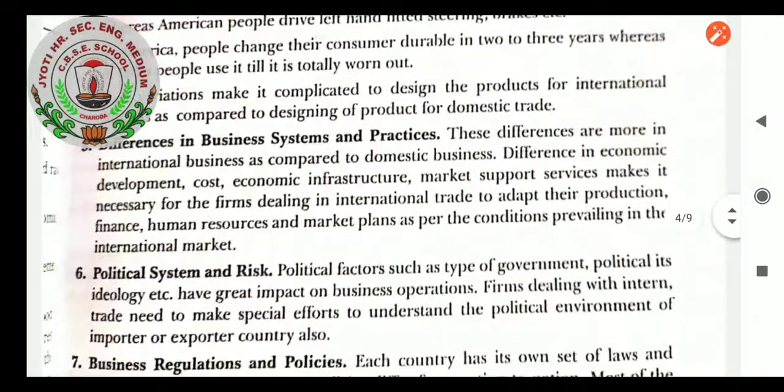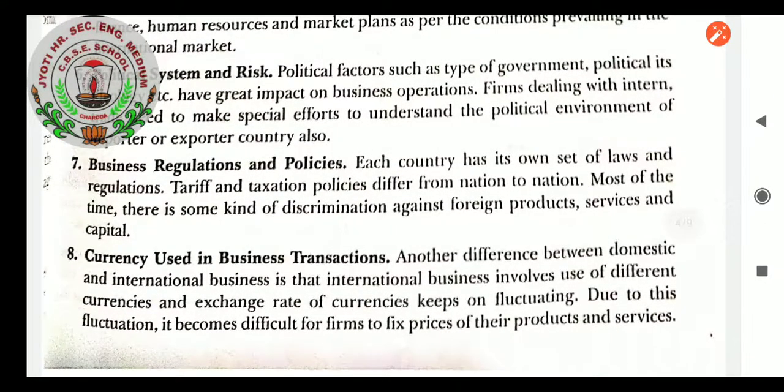Today we will be continuing with the international business topic, as we were learning about business transactions. International business versus domestic business. Let us continue with the topic.